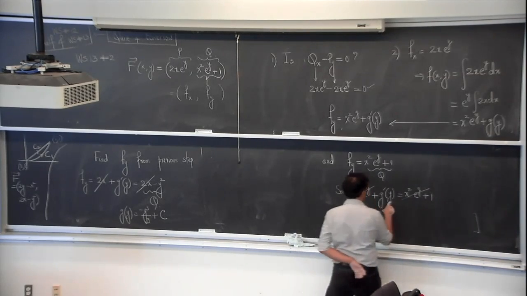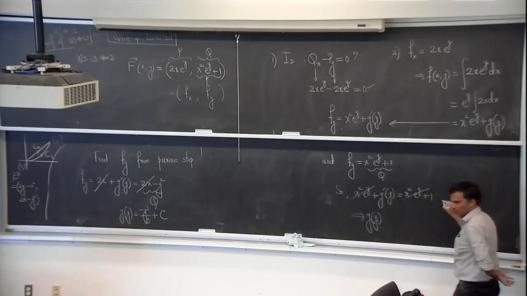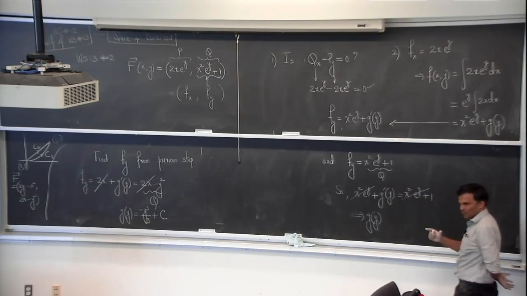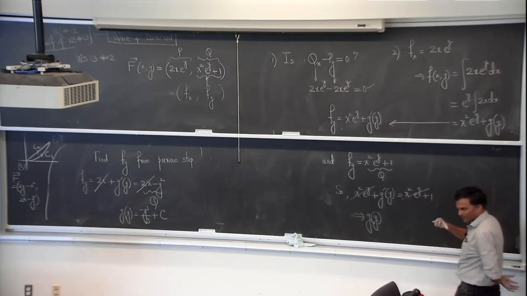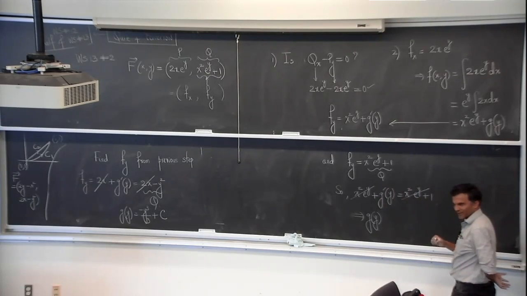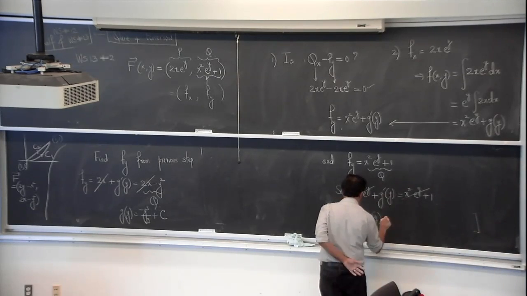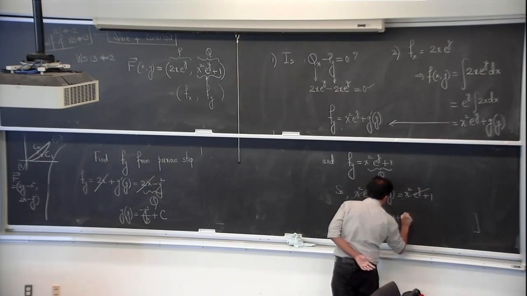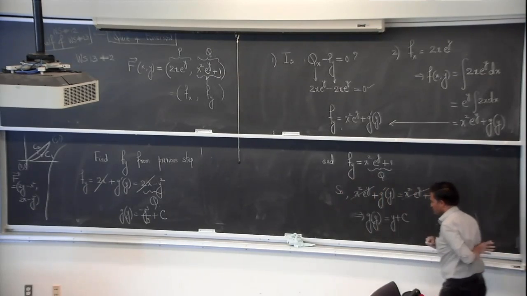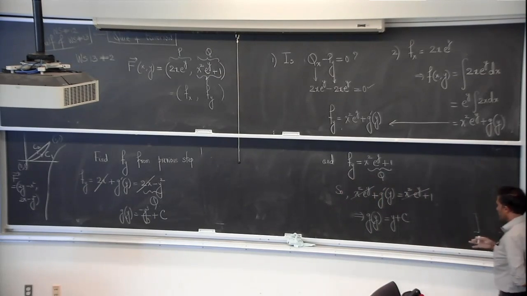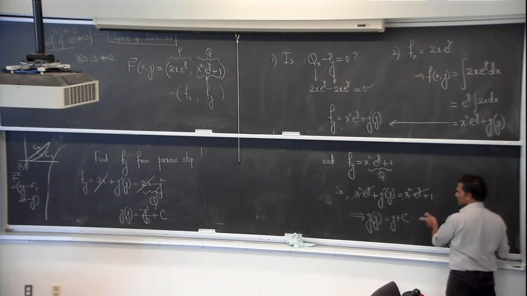If g prime of y is 1, what is g of y? When things get easy, it gets more confusing, right? y plus c. It's certainly not equal to 0. You're taking the antiderivative, so the derivative of g is now 1 plus 0.